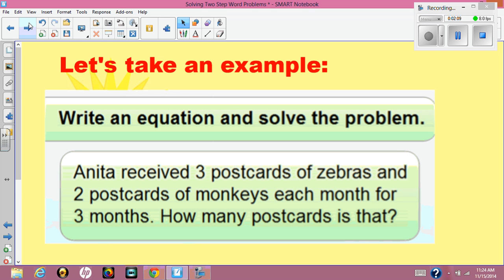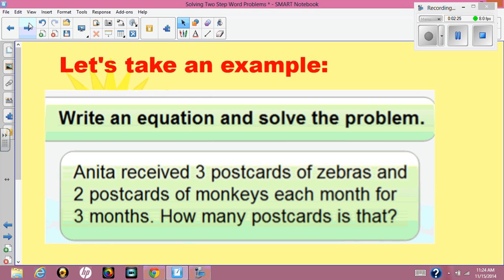Let's read the word problem first so that we are ready to go. Anita received 3 postcards of zebras and 2 postcards of monkeys each month for 3 months. How many postcards is that?